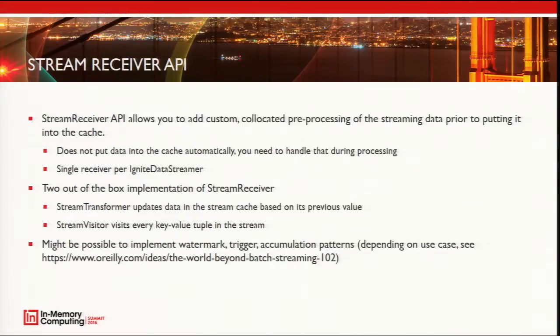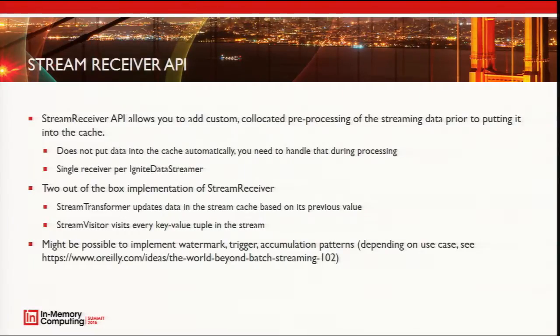So I talked a little bit about the Stream Receiver API. It's basically custom processing. It is co-located onto the node, so you're not doing that processing within the thread before it gets added. You're pushing it out. Co-located processing, you're using the compute grid, right? That piece of the puzzle. I mentioned that it doesn't put data into the cache automatically. You need to handle that during your processing.